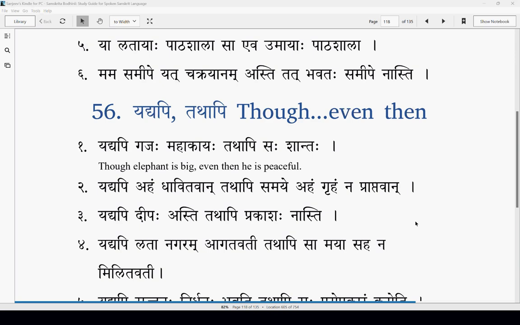Next one. Raghu Mahoday, finish. Yadyapi lata nagaram आगतवती तथापि सा मया सह न मिलितवती.